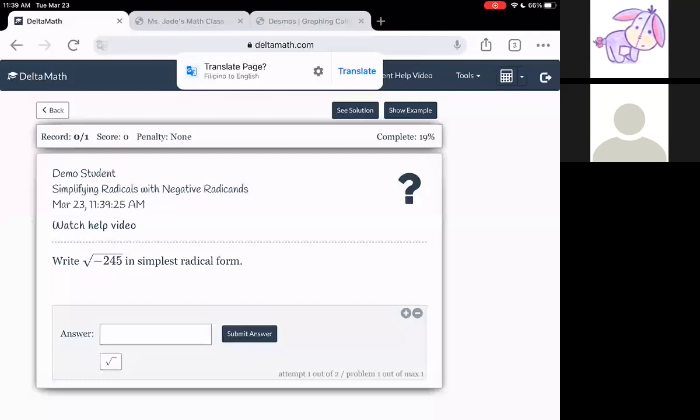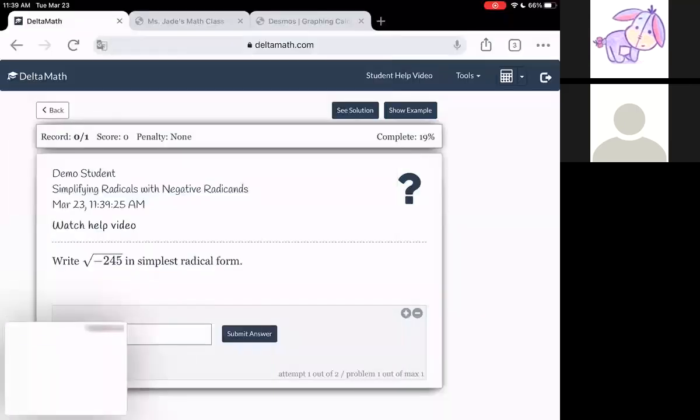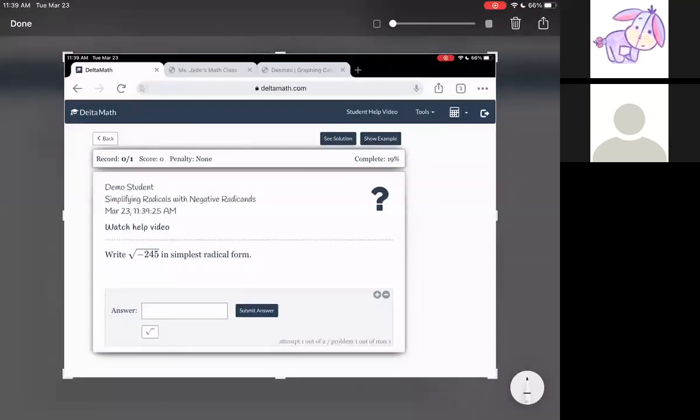Okay, rewrite negative square root of -245 in simplest radical form. Okay, so we have to think about what perfect squares can fit into -245. Okay, so I tried 25 and I got 9.8, so that's not going to fit. What about 9? 245 divided by 9? No, that doesn't work. Ellie says -49 and 5.